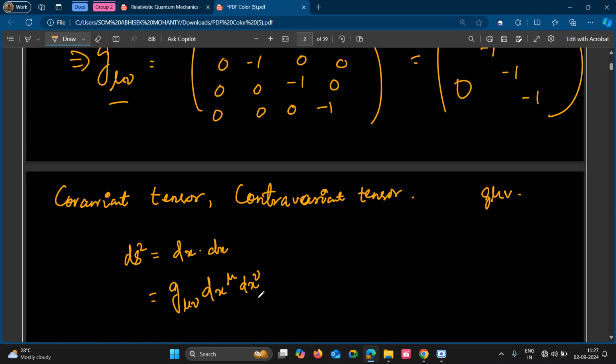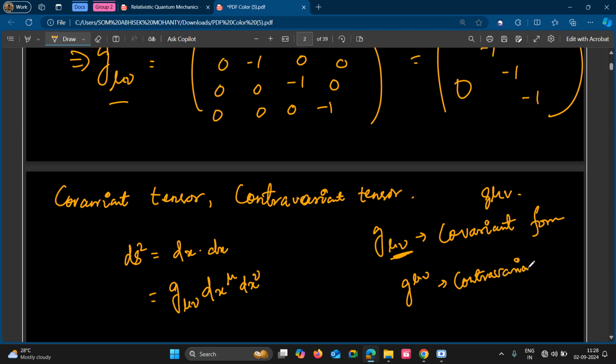This is the covariant form. If I'm writing it with subscript notation, it is the covariant form. If I'm writing it upside, with a superscript, that is contravariant.